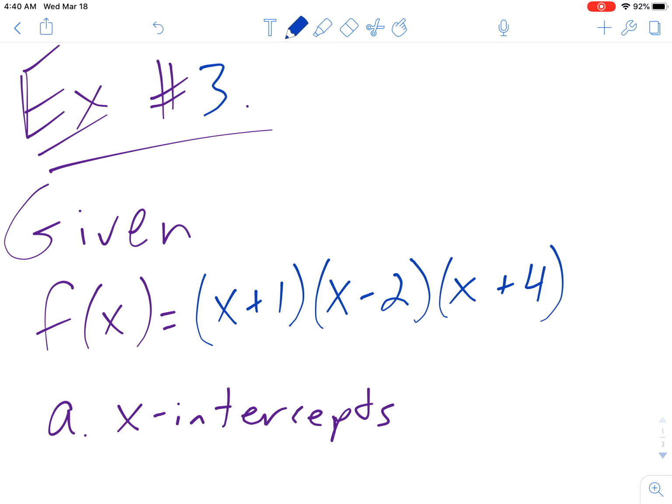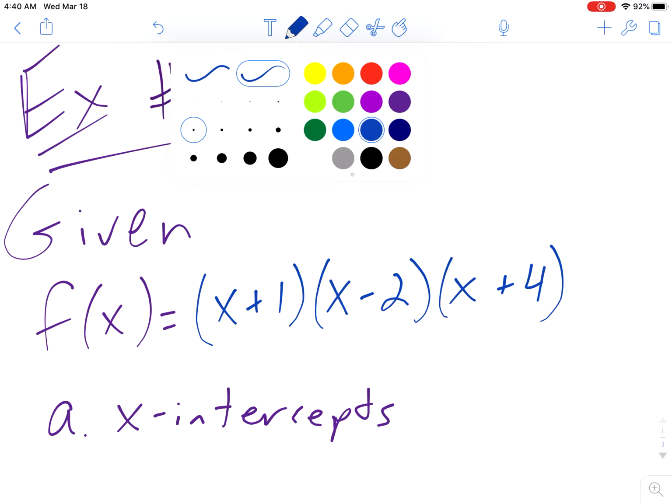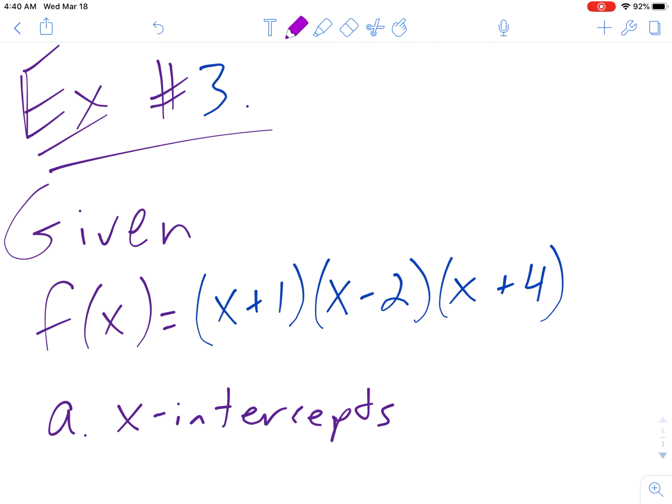So the final example here for section 4.2 looks a little different. The function is given to you in what we call factored form. So again, you just want to get it typed into y equals. So just take a few seconds to type it in exactly like it's written. You do not need to FOIL this whole thing out. Just type it into your calculator as it is with the parentheses.